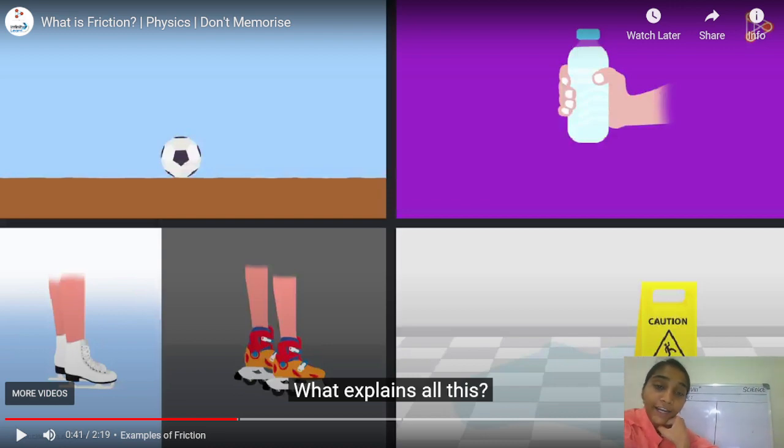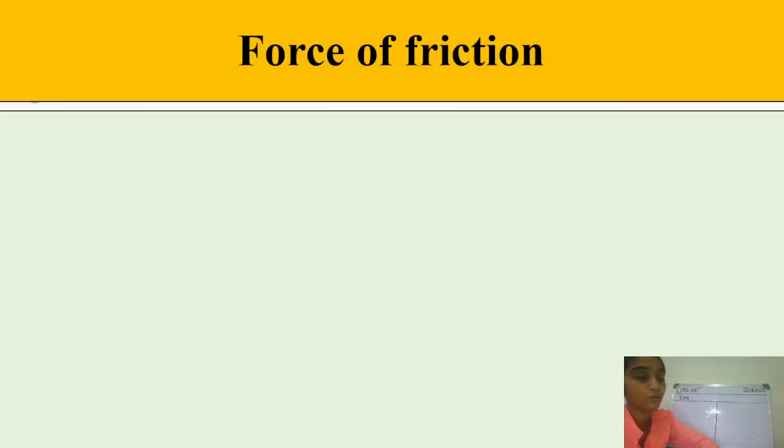Yes, students, there is some kind of force involved over here also. So now we are going to discuss the force of friction which is involved over here. Now let's discuss the force of friction. The ball is moving on the ground and it suddenly stops after a few points, right? So something is involved there that is making the ball stop after a point of time. Yes, so the ball stops.